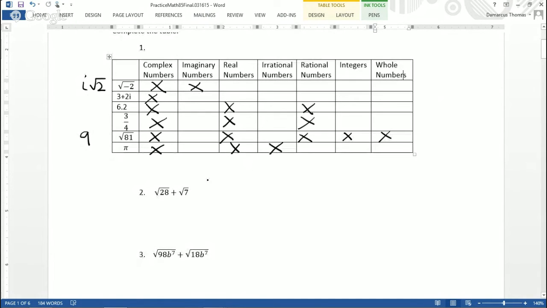Be sure to submit comments if you have questions when watching this video. Let's move on. Now, in order to add these two, they have to be like terms. And so I have to reduce the square root of 28 to 2 root 7, and then plus root 7. That gives me 3 root 7. And so there's the final answer there.